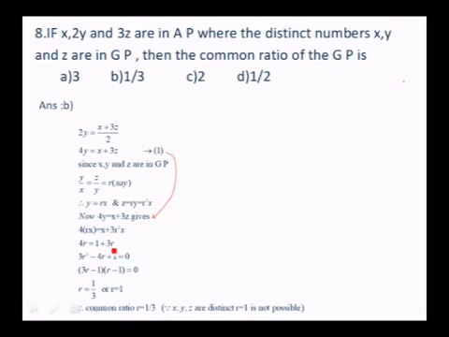Now, cancelling x, you get 4r is equal to 1 plus 3r, or 3r square minus 4r plus 1 equals 0. If you factorize this, you get r is equal to 1 by 3 or r is equal to 1. Since x, y, z are distinct, I cannot take r is equal to 1. r is equal to 1 is rejected, because if r is equal to 1, then the three numbers x, y and z will be equal. So the best option is r is equal to 1 by 3. So B is the option.